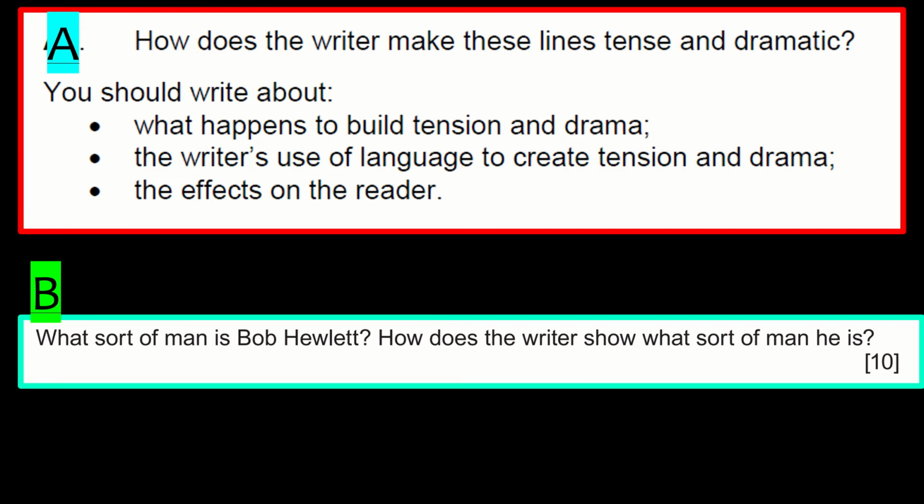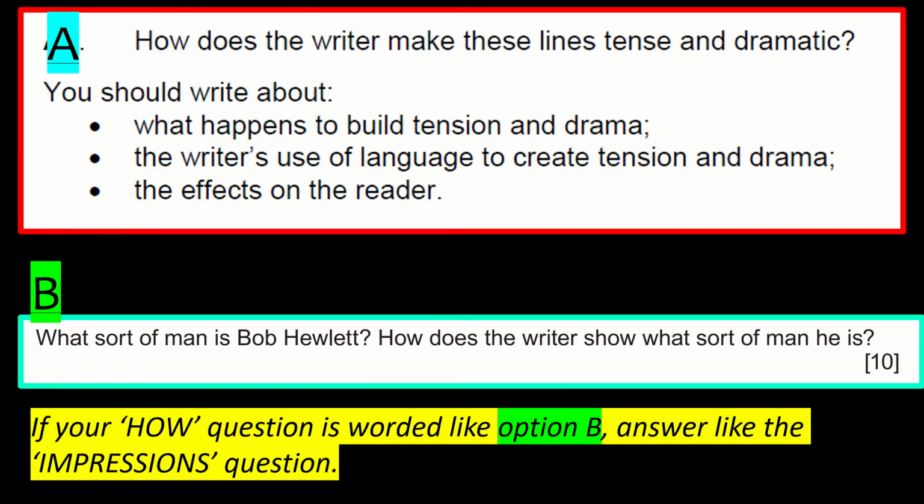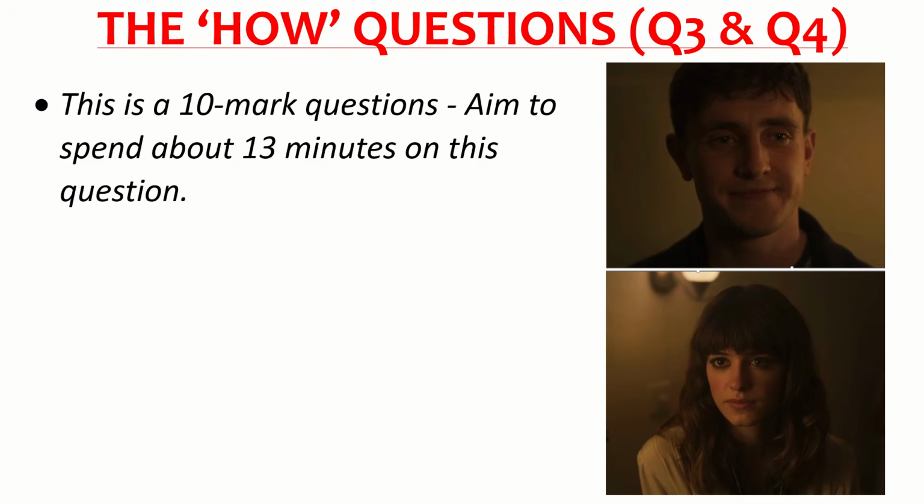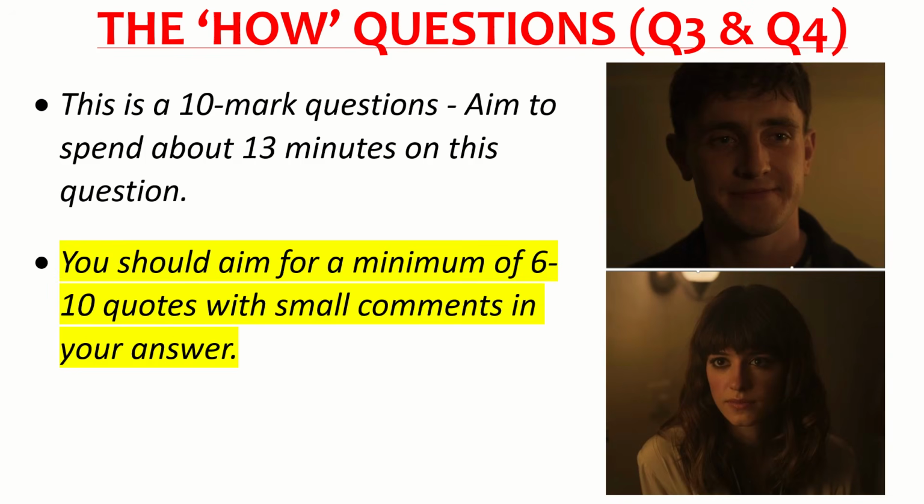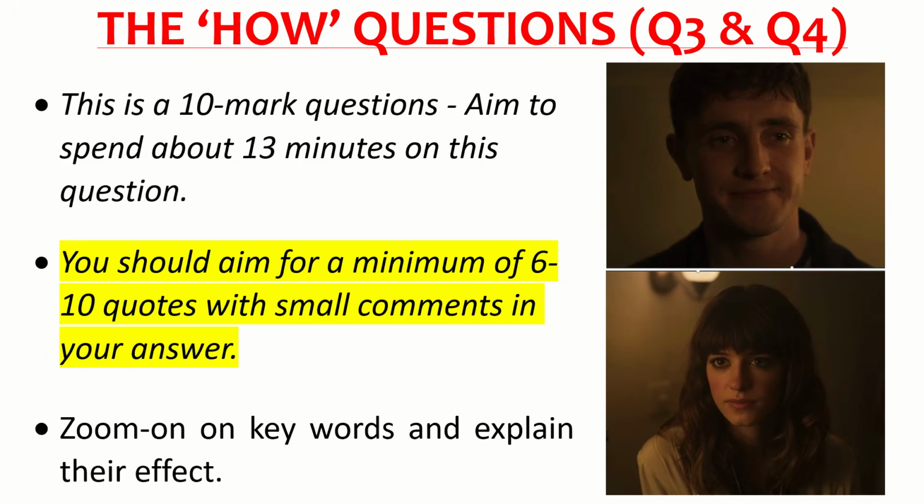If you get this question, as in B, you'll be quite good actually, because really you're just going to answer it like the impressions question we just went over. So you could rephrase this to be, what impression do you get of Bob Hewlett? Okay, so these are 10-mark questions, so you spend 13 to 15 minutes. You're looking for 6 to 10 quotes with small comments on most of the quotes, and you're going to zoom in on keywords and explain their effect.